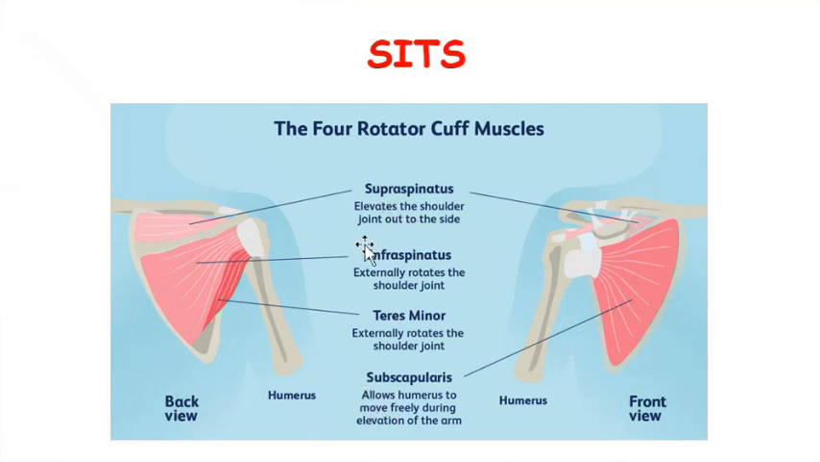So, SITS. The SITS muscles are sitting on top of the shoulder joint, protecting it. That's why we call this a rotator cuff. It is very important because it strengthens the shoulder joint. This is one of the reasons why dislocation of the shoulder joint does not occur upward, because these are all protecting and forming a cuff around it.